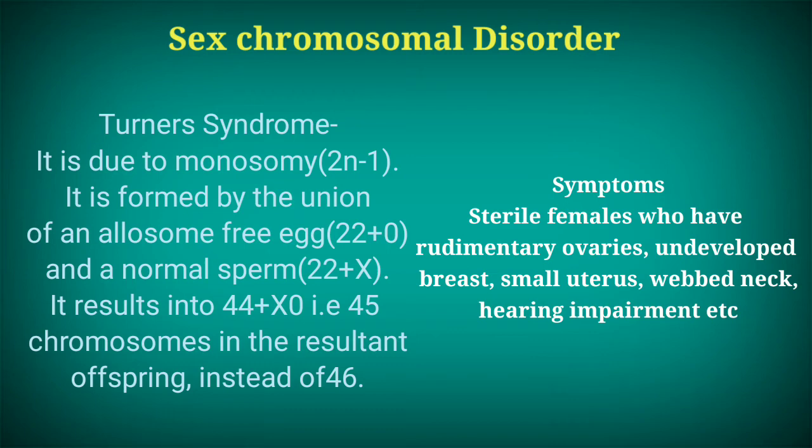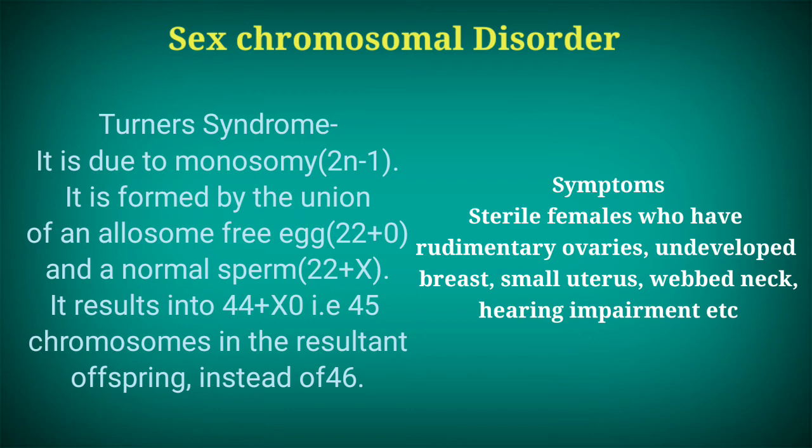So it is formed by the union of an allosome-free egg. As we know, the normal egg or female gamete possesses 22 plus X chromosomes, as the females all form gametes of 22 plus X. So here the female gamete will not have any kind of sex chromosome. So 22, that is the autosomes, and there won't be any sex chromosome in the female gamete. So it is called an allosome-free egg. When it fuses with a normal sperm, that is 22 plus X, it results in 44 plus XO.